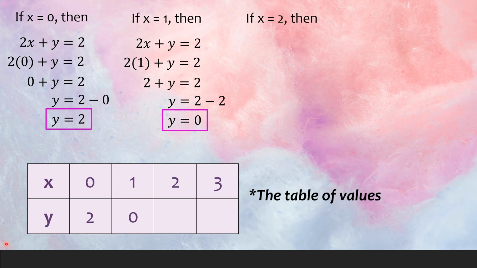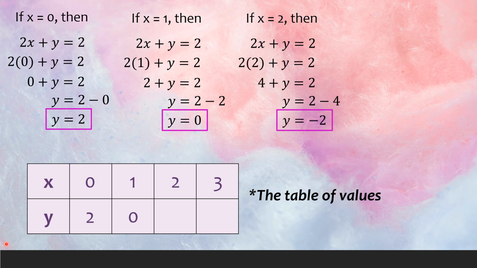Next, if x is equal to 2, then 2x plus y is equal to 2, and then substitute natin sa variable x ang 2. 2 times 2 plus y equals 2. 2 times 2 is 4 plus y is equal to 2, and then transpose. And then, the answer is negative 2. Ilagay natin ang negative 2 sa baba ng 2.